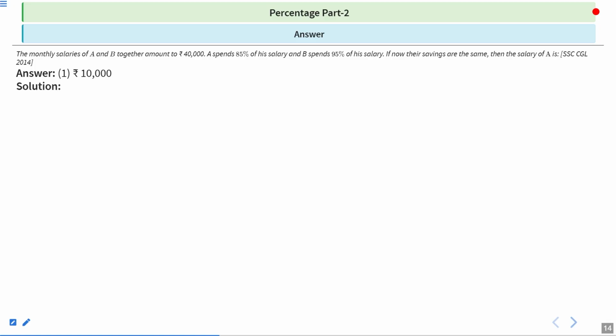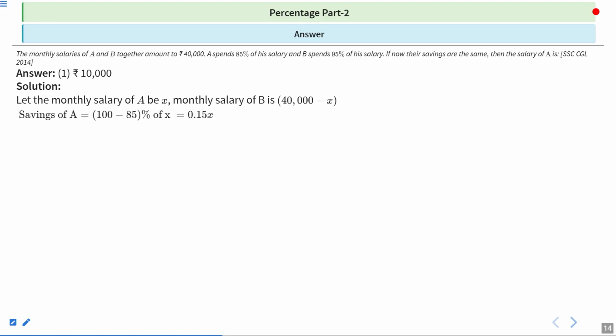Now see the detailed solution of this question. Let the monthly salary of A be X. So the monthly salary of B will become 40,000 minus X. Because A spent 85%, A saves only 15%. Same way, B spent 95%, so B will save only 5% of his salary.